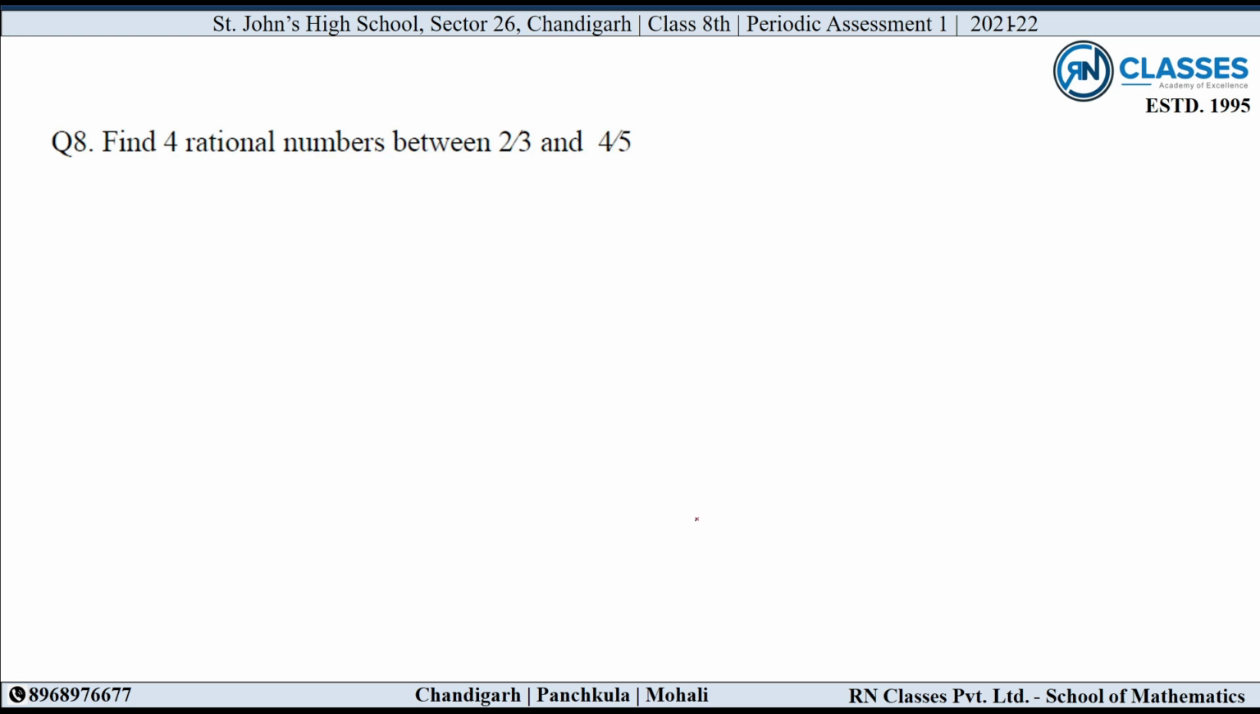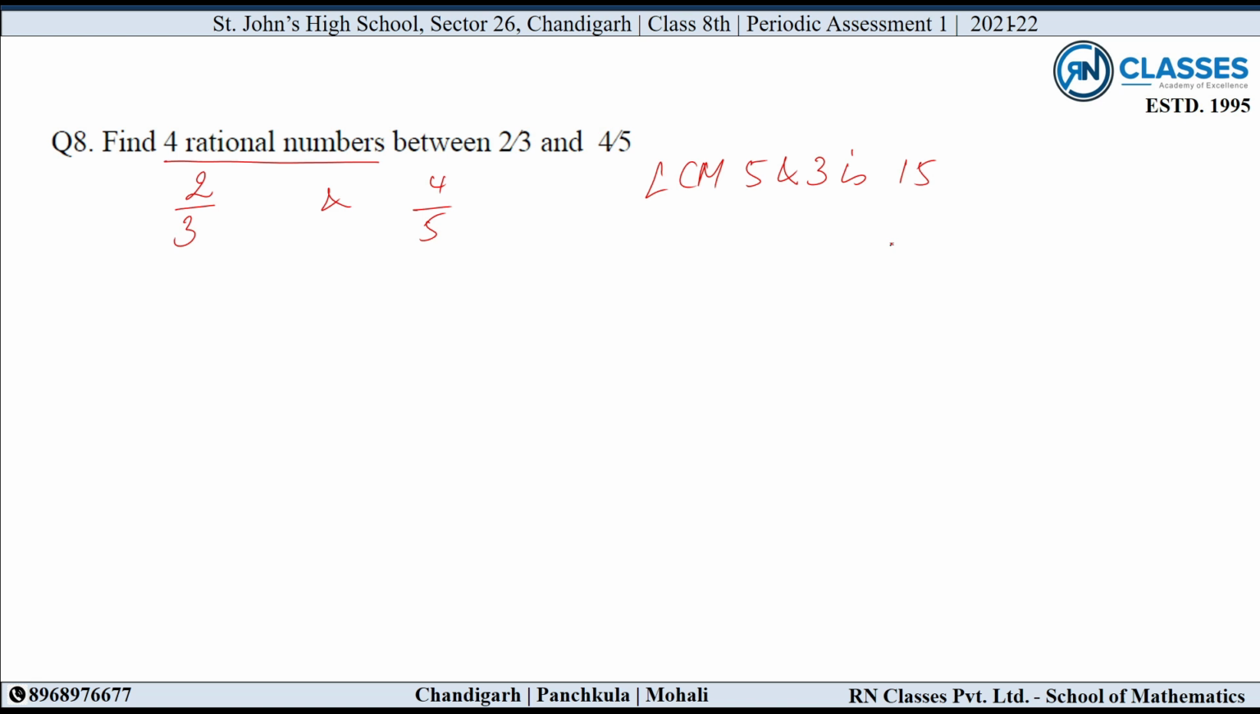Question number 8. Find 4 rational numbers between 2/3 and 4/5. We have to find 4 rational numbers. Right, so what numbers do we have? 2/3 and 4/5. Right? Now, first rule, what we have to do? We have to make the denominators the same. To make the denominator the same, we have to take the LCM. LCM of 5 and 3 is 15.